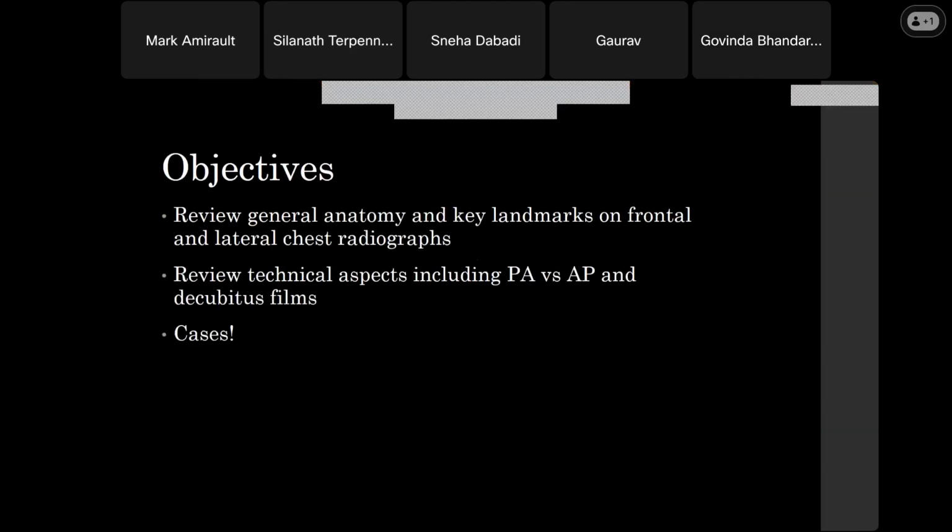So objectives today: start with some anatomy and then some technical aspects, like how we take the films. And then we'll do some cases.